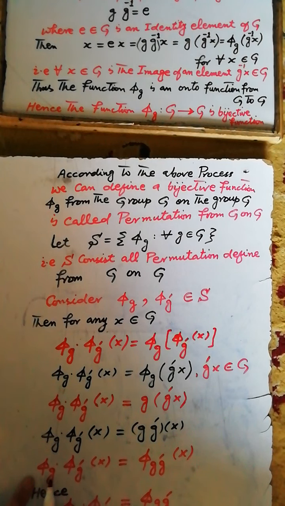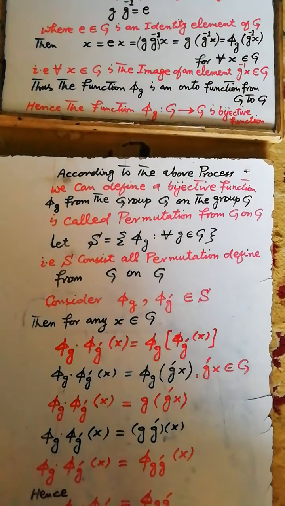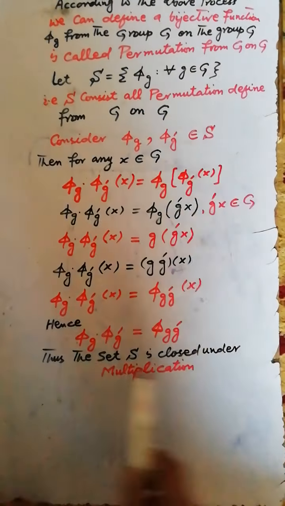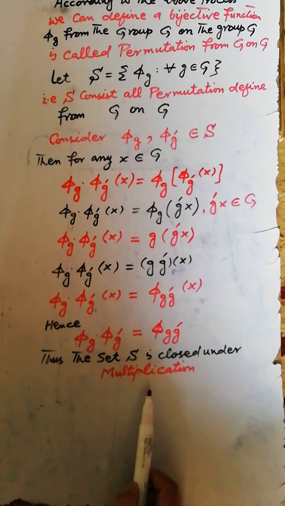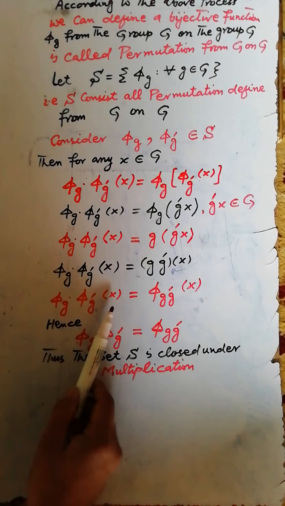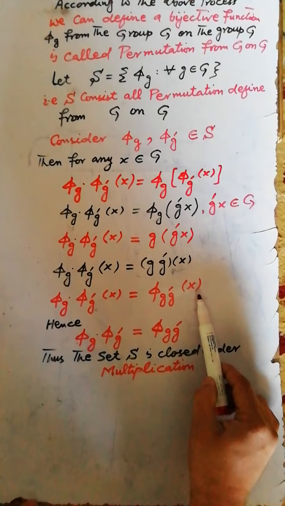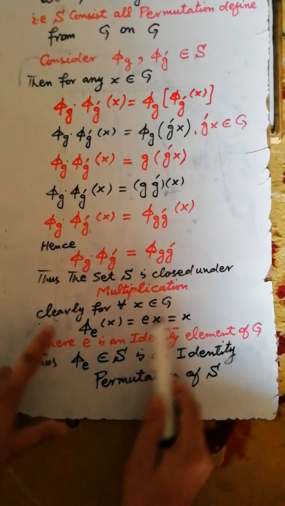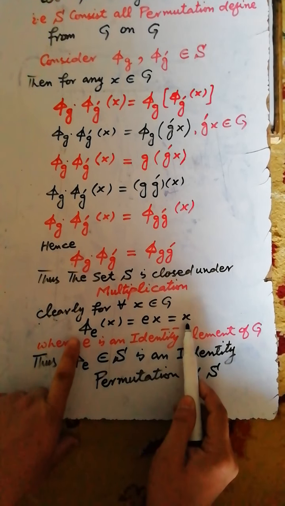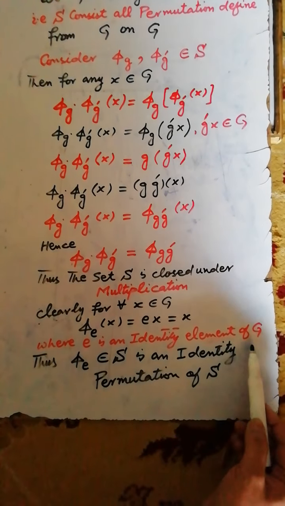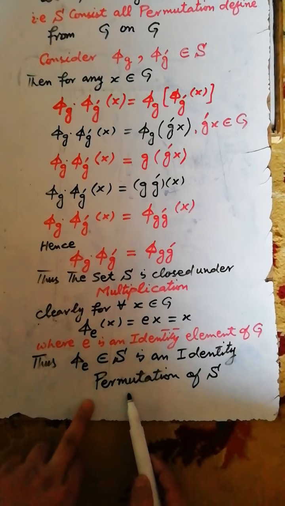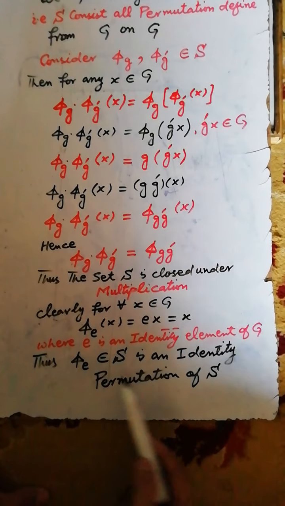Thus, the product of the permutations phi_g and phi_g' gives a permutation phi_gg', which is again an element of the set S. Thus, the set S is closed under multiplication, that is, phi_g phi_g'(x) = phi_gg'(x). Now clearly, for each element x belonging to the group G, phi_e(x) = ex = x, where e is the identity element of the group G. Thus, the permutation phi_e belonging to the set S is the identity permutation, and is called the identity element of the set S.